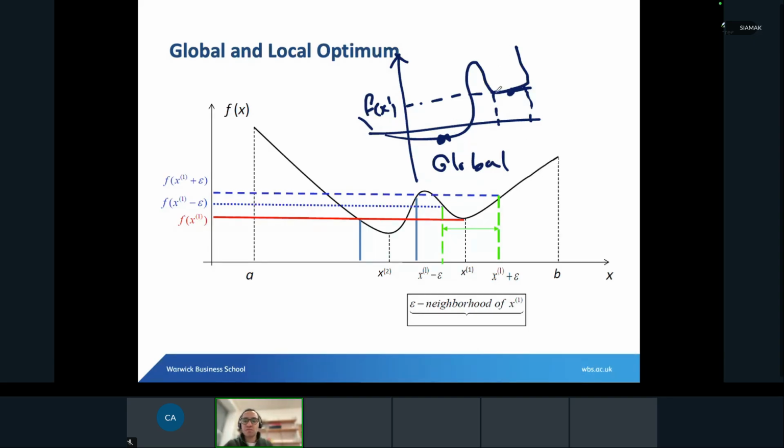How many local optima do we have here in this specific example? How many? What do you think? How many local minima do we have here?